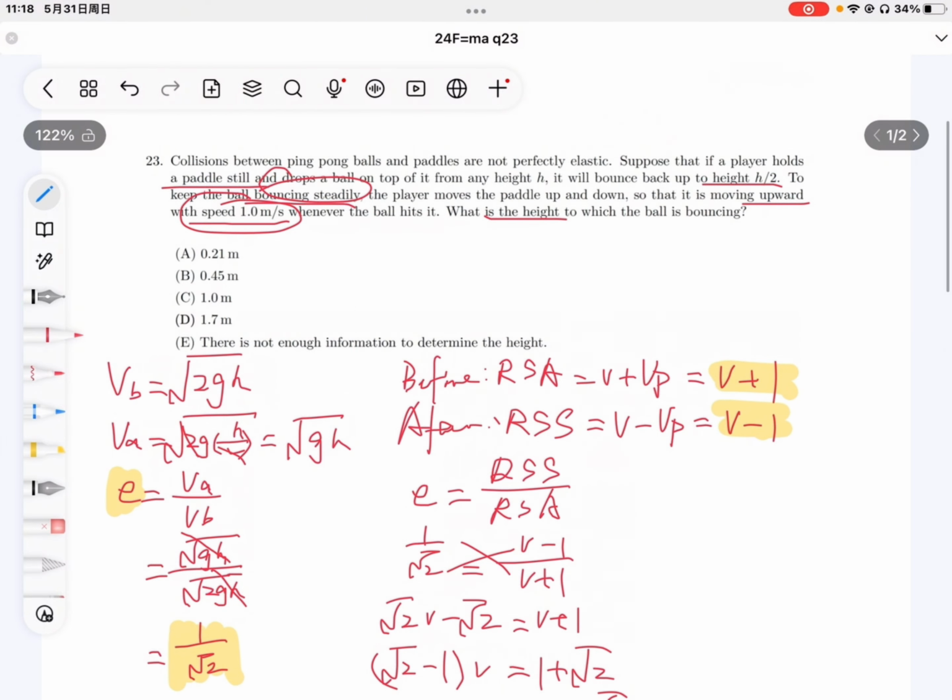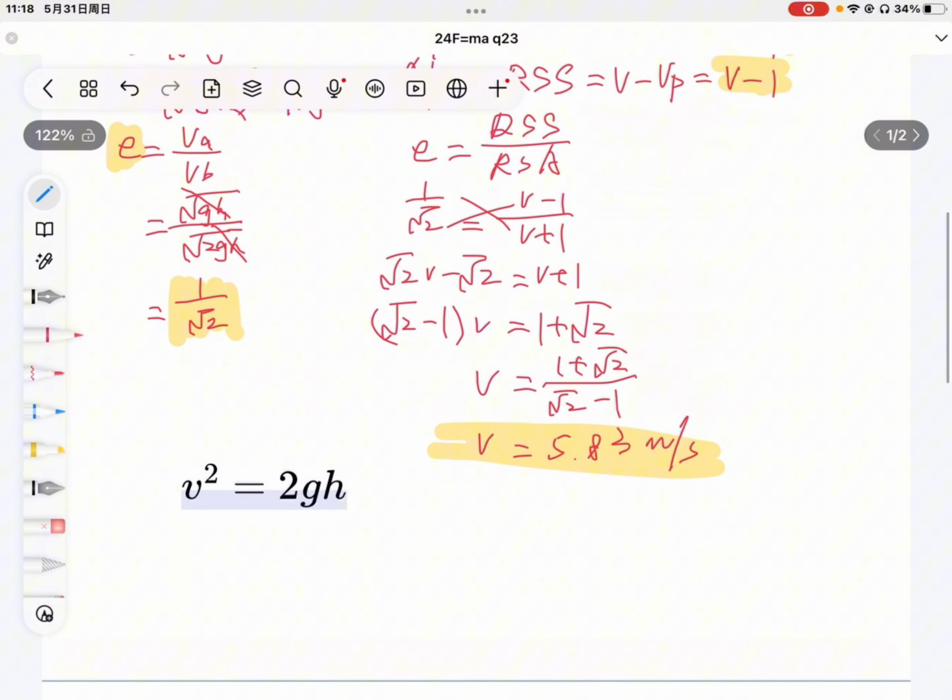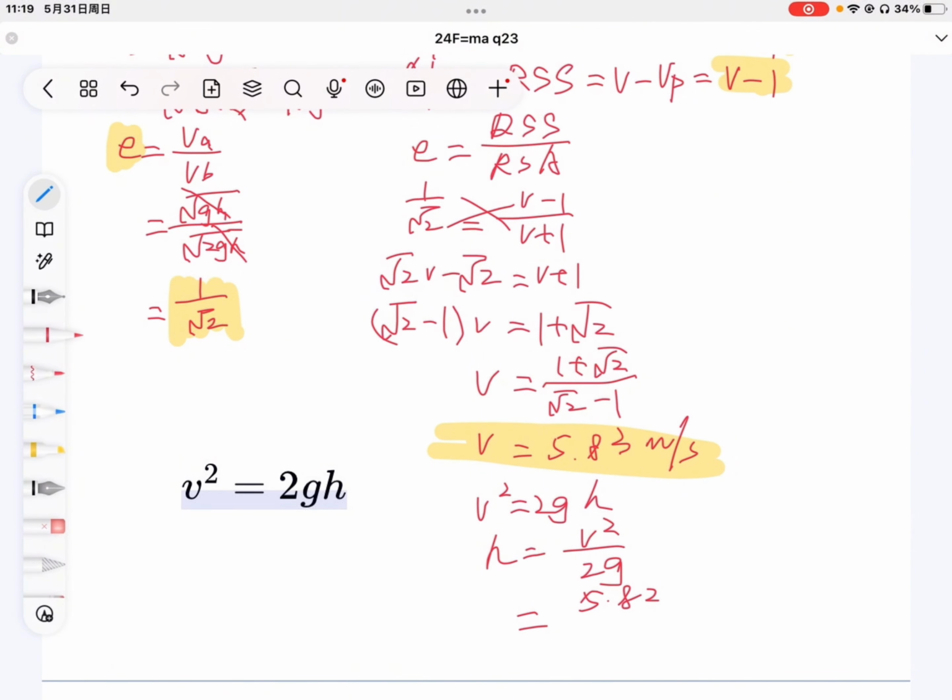Now we can solve for the height. Once the ball leaves the paddle, it rises under gravity until the speed becomes 0. So we can use v squared equals 2gh, rearrange it, and plug it in, which gives us the height. It's equal to 1.73 meters.